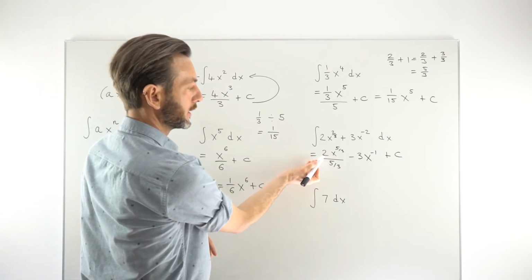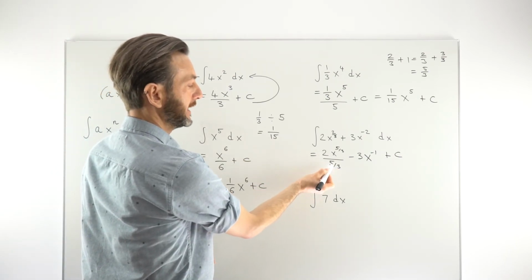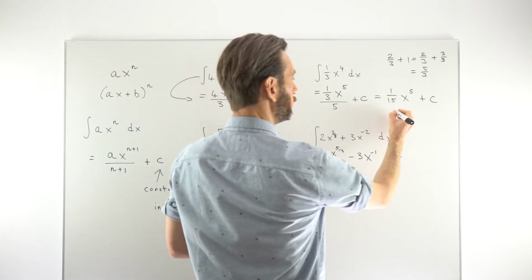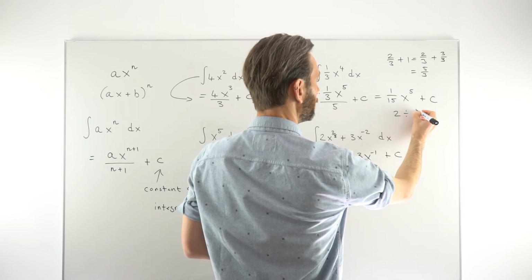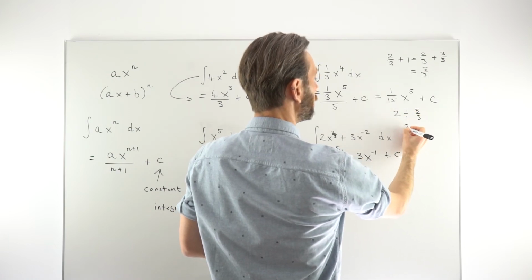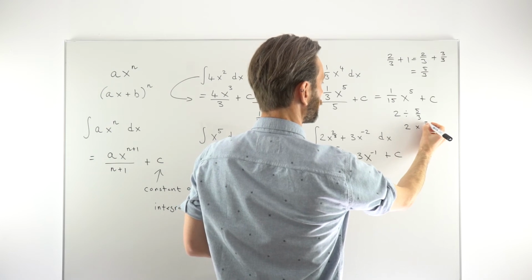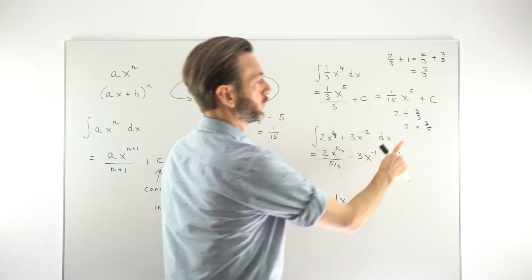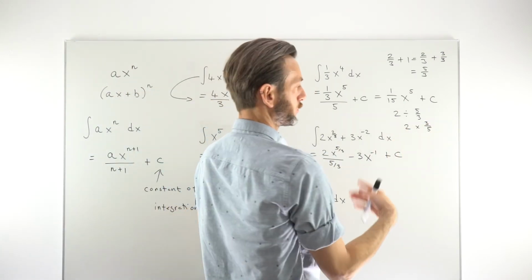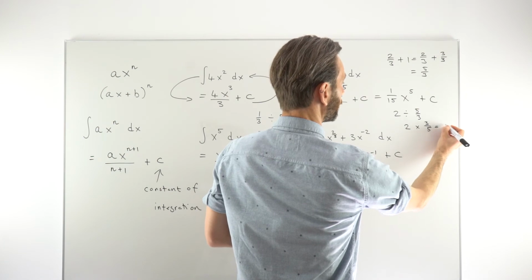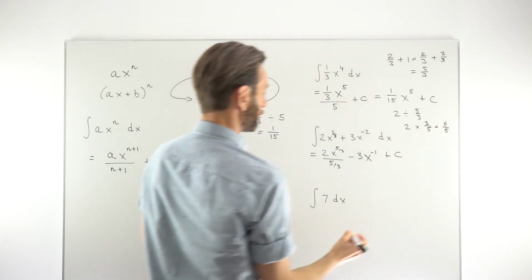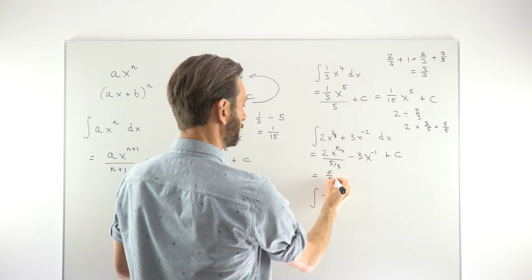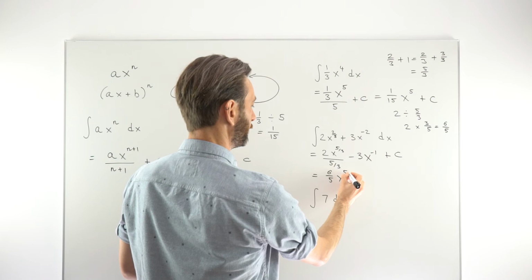Essentially what we've got here is the number 2 being divided by 5 over 3. So that's 2 divided by the fraction 5 over 3. But you should know that dividing by a fraction, you can just turn it into a multiply and take the reciprocal. In other words, flip the fraction. So 2 times 3 over 5 is just the same thing. 2 times 3 over 5 is 6 over 5. So this becomes 6 over 5 x to the power of 5 over 3.